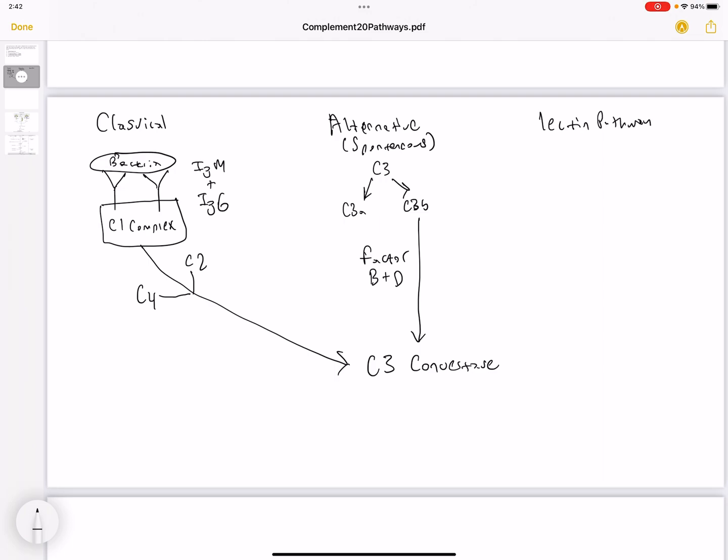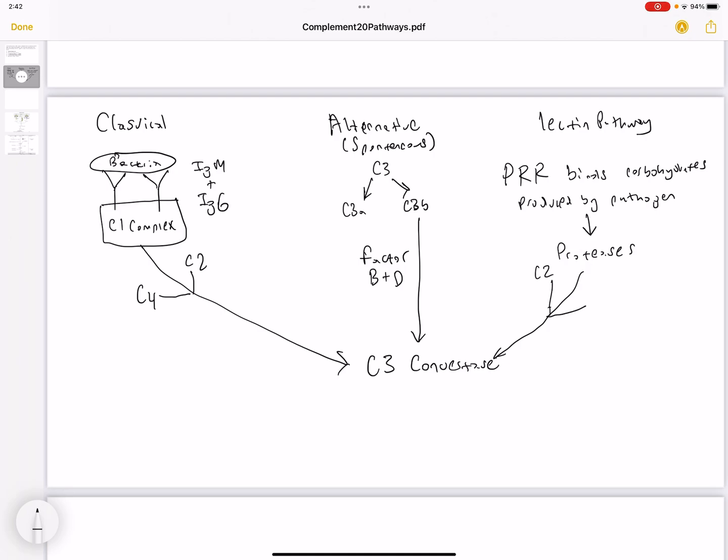The lectin pathway is going to involve proteins called pattern recognition receptors, which are going to bind carbohydrates produced by pathogens. Once this binding occurs, we produce proteases. And these proteases are important in that they can cleave the complement proteins C2 and C4 to produce C3 convertase.